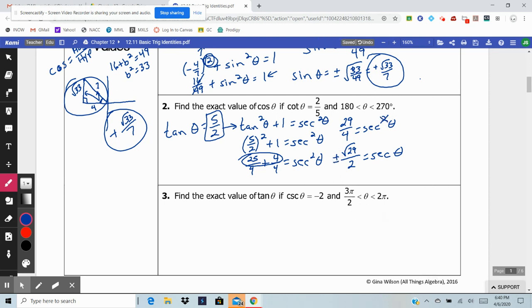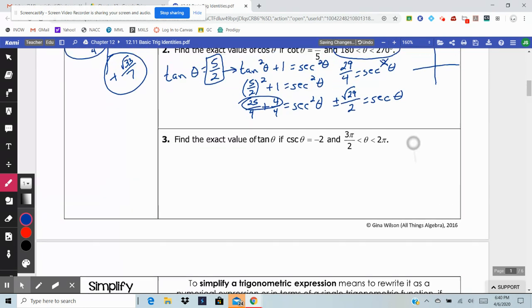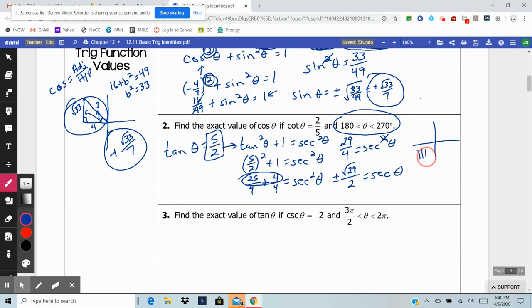So now we've got to figure out in that quadrant, well, where are we? We're between 180 and 270. So that means that we're in quadrant 3. We've got to figure out, would secant be positive or would secant be negative? And I'm going to be honest with you, I don't have secant and cotangent memorized. I have sine, cosine, and tangent memorized because I know that all students take calculus.